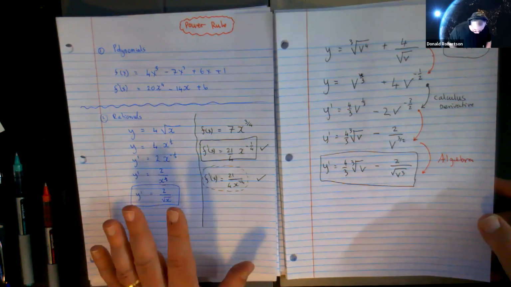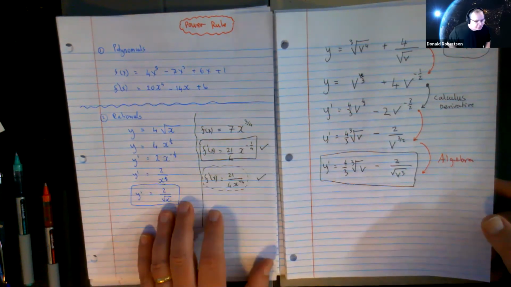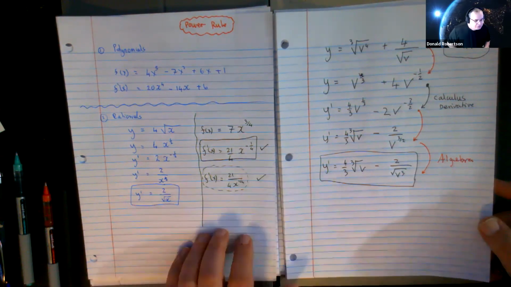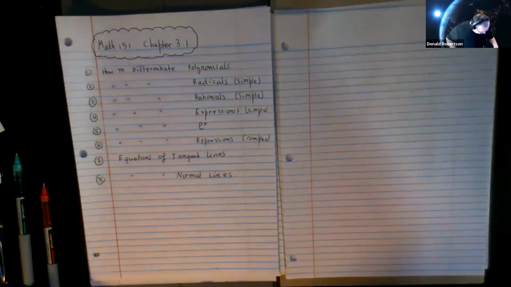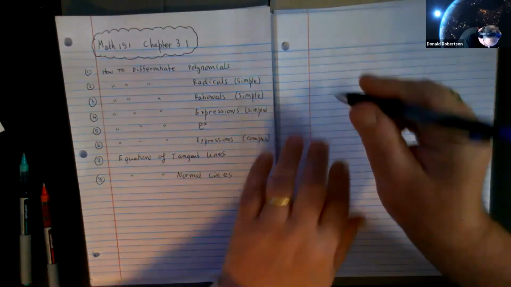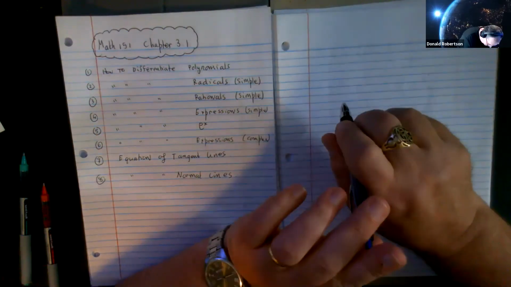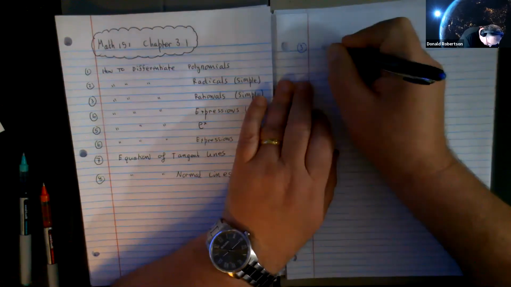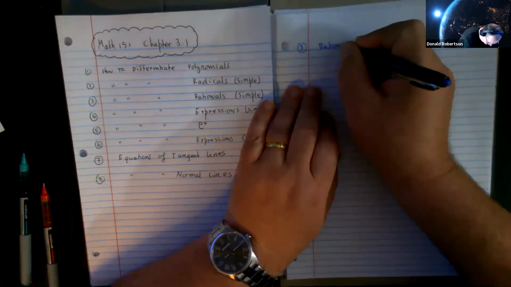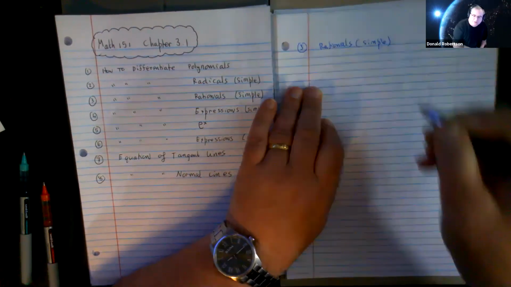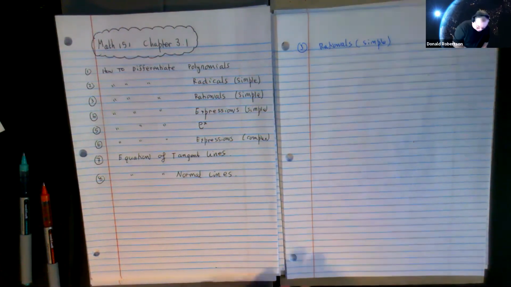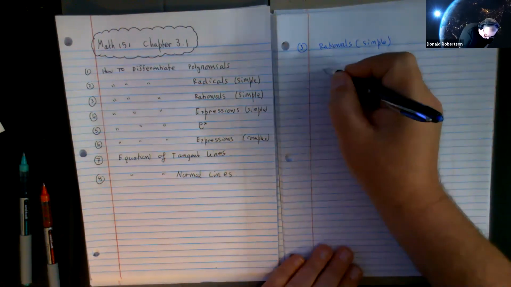Do you want to see some more rationals, or are you good with these guys? Good with these guys? Okay. Good. Let's look at number 3 then. Rational functions. And what we're talking about here are simple ones. So I'll give you an example of that.